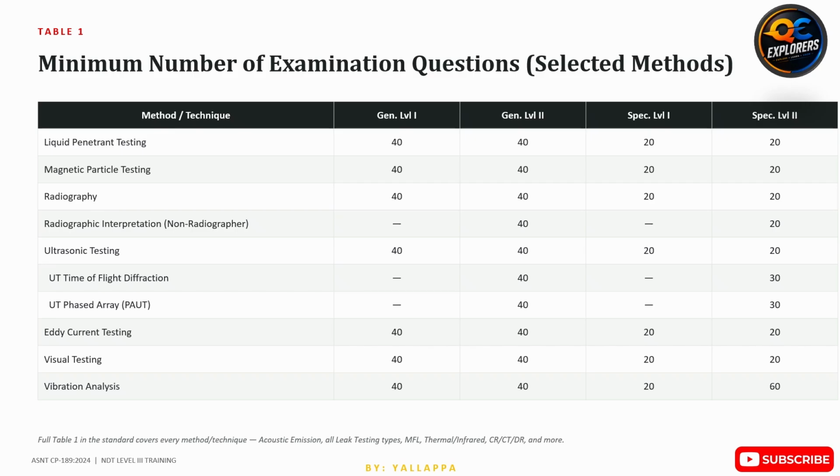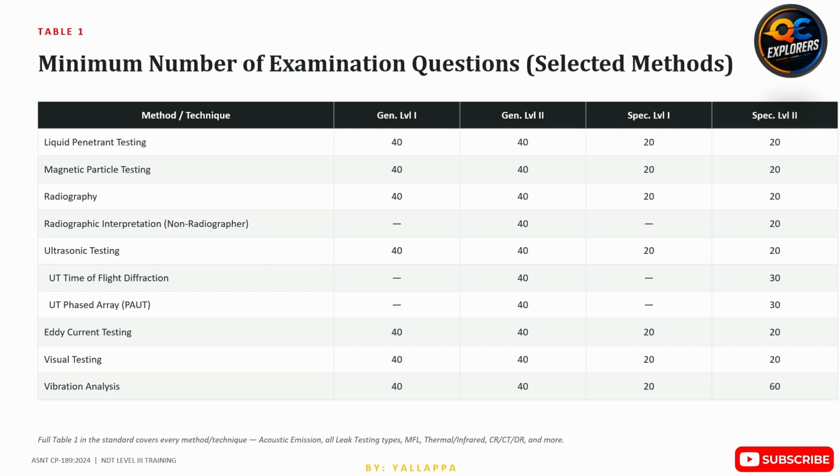The general examination evaluates the candidate's understanding of the fundamental principles of the inspection method. These questions are based on the body of knowledge defined in ANSI/ASNT CP-105 and assess topics such as inspection principles, equipment, calibration, terminology, safety, and basic interpretation. Since these fundamentals apply regardless of the employer, the question count remains consistent across many methods.